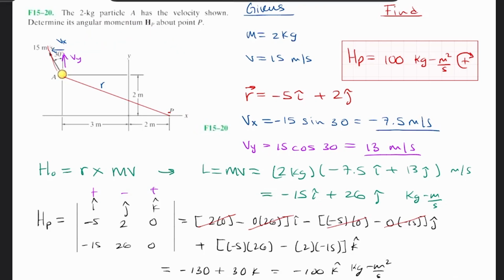And now we're going to do a problem where we have to apply the principle of angular momentum and impulse.